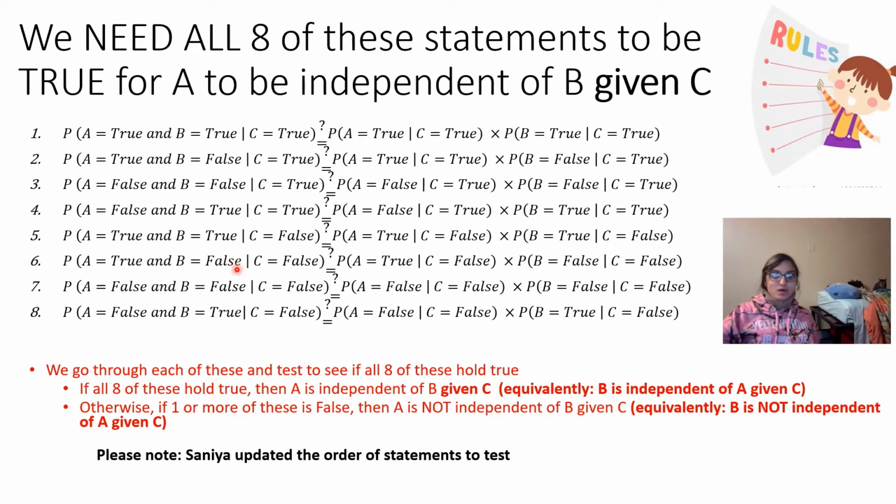But if one or more of these is false as you're checking along, then A is not independent of B given C, which is the same thing as saying that B is not independent of A given C. So sometimes this is better, as I was mentioning, because if one or more of these is false, otherwise you're stuck going through all the calculations. But yes, it's pretty rigorous to show that A is independent of B given C, but it's just kind of like applying the math repeatedly.